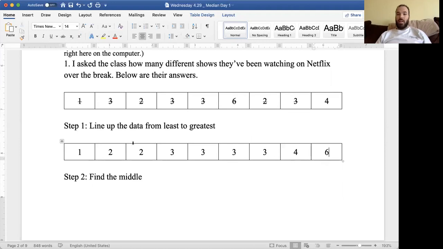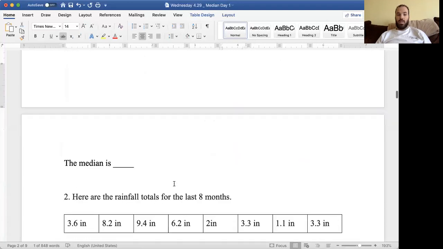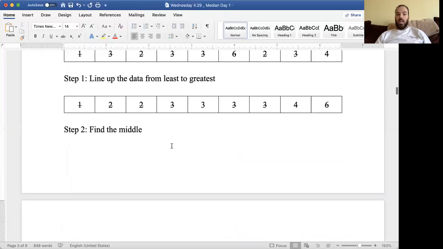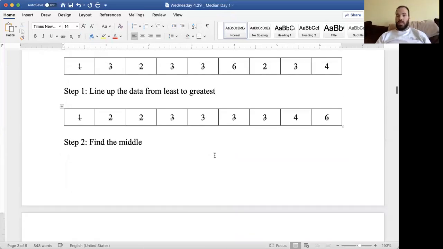I'm then going to find the middle. The way that I like to find the middle is I cross off 1 from the bottom and 1 from the top. 1 from the bottom, 1 from the top. 1 from the bottom, 1 from the top. And then I keep going, bottom, top, until I have found the middle. So the middle of this set, if I cross off here and count to the middle, is 3. So that means the median, I'm just going to highlight this and change it to my answer, is 3, because 3 is right in the middle of this set.